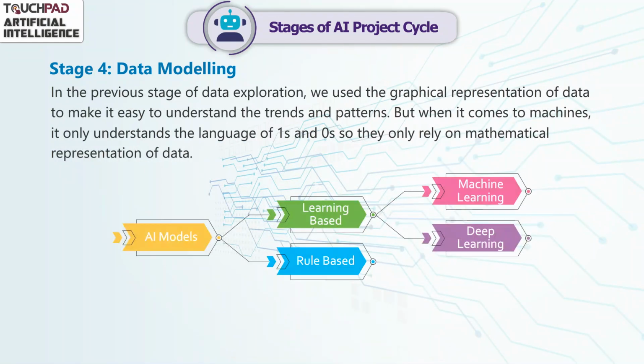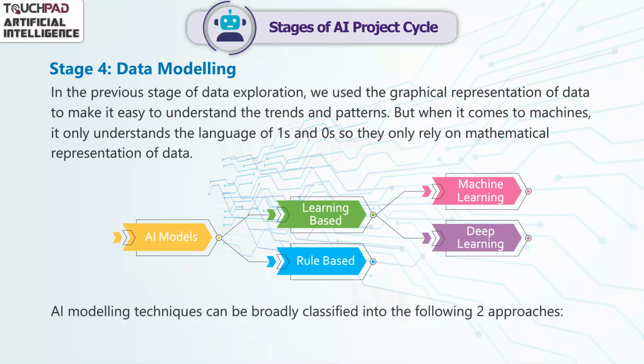In the previous stages of data exploration, we used the graphical representation of data to make it easy to understand the trends and patterns. But when it comes to machines, it only understands the language of ones and zeros. So they only rely on mathematical representation of data. AI models: learning-based, machine learning, deep learning, rule-based.